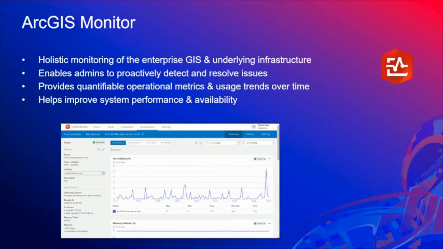So it gives us metrics. It gives us a nice dashboard to view that information over time. So we can monitor the health of the system, and we can proactively receive alerts via email, for example. Overall, this is one of those tools that helps us improve the system performance and availability. So we talk about SLAs. This is one of those critical tools for making sure systems are up and running.